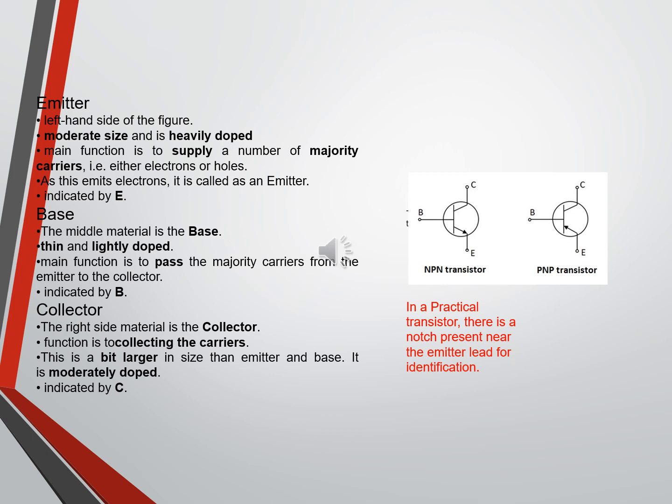I have shown here the NPN transistor and the PNP transistor. As I said earlier, why is the arrow mark shown outside? Because the current is flowing from P to N. And what about the electron flow over there? It will be from N to P. Okay. So in a practical transistor, there is a notch present near the emitter lead for identification. You can see that in your lab sections.